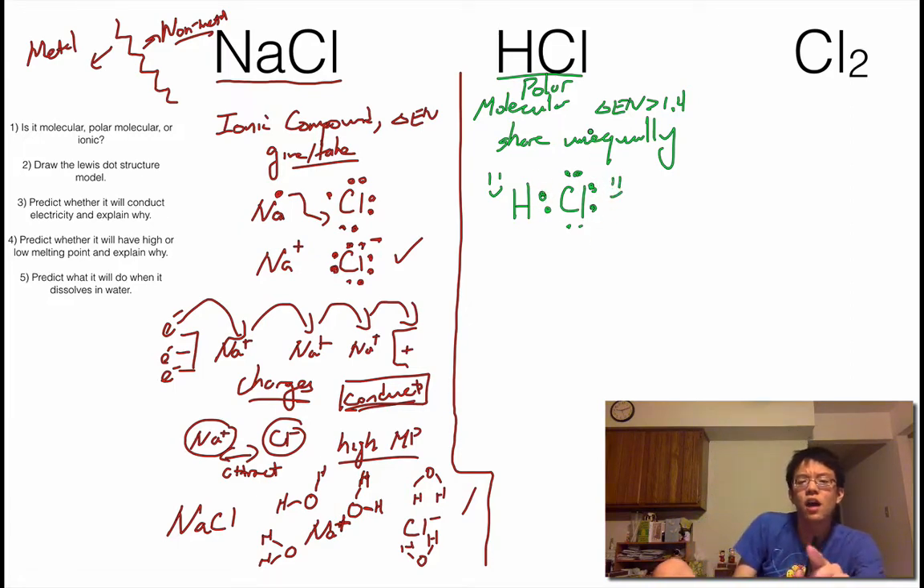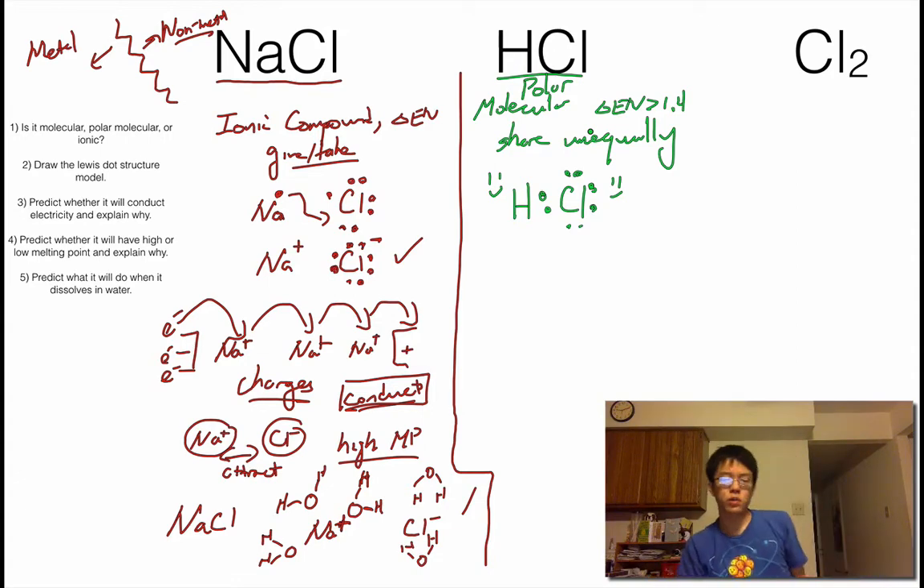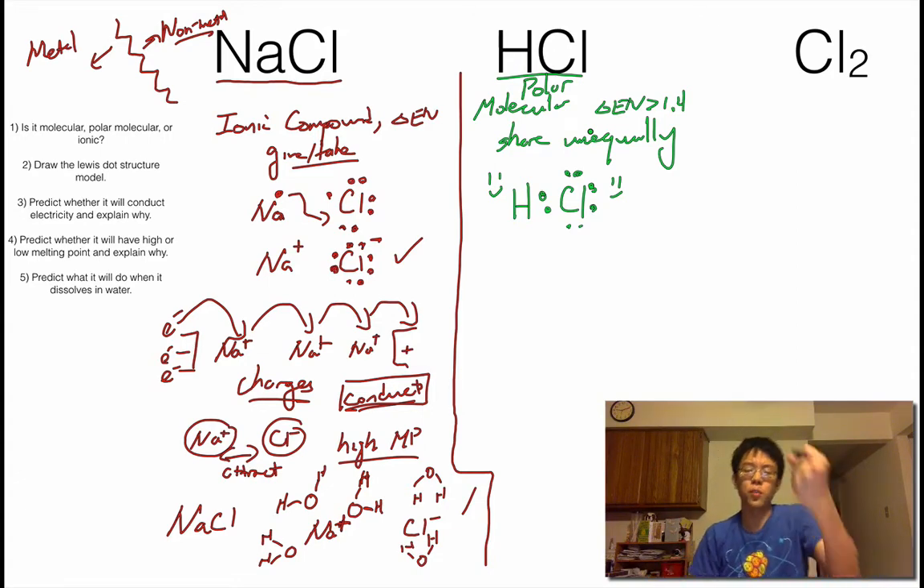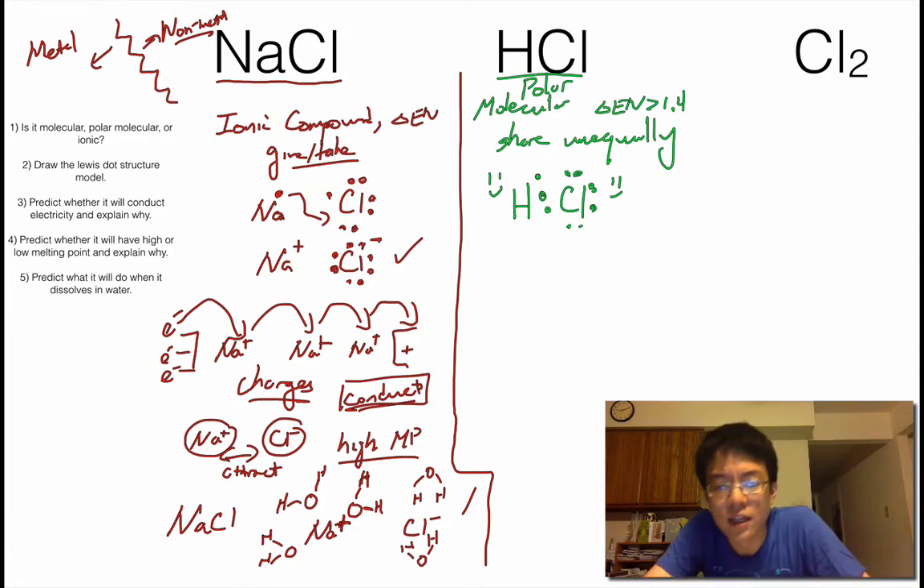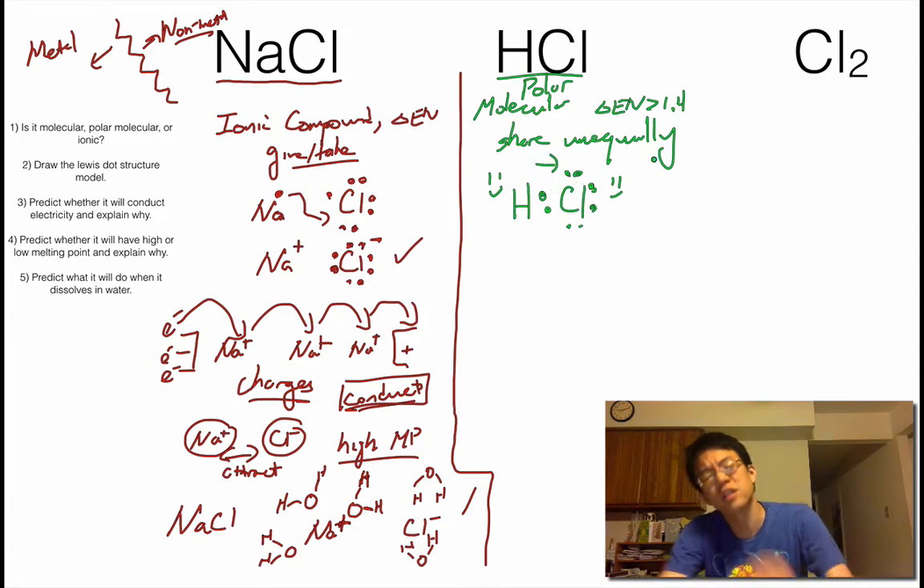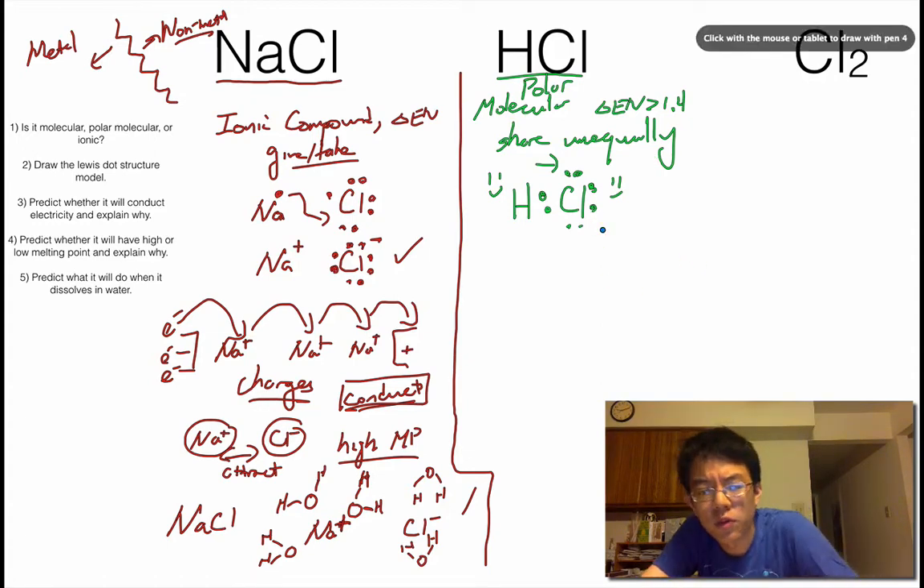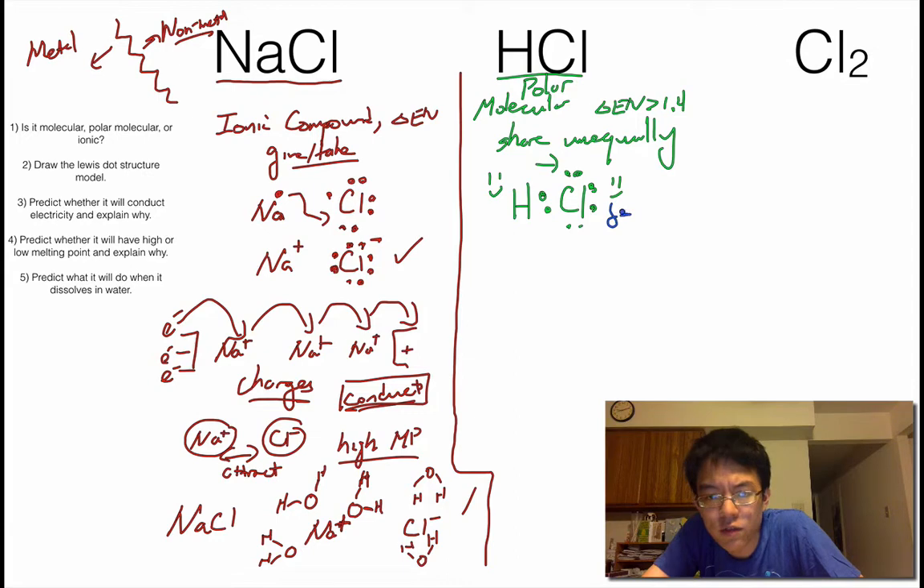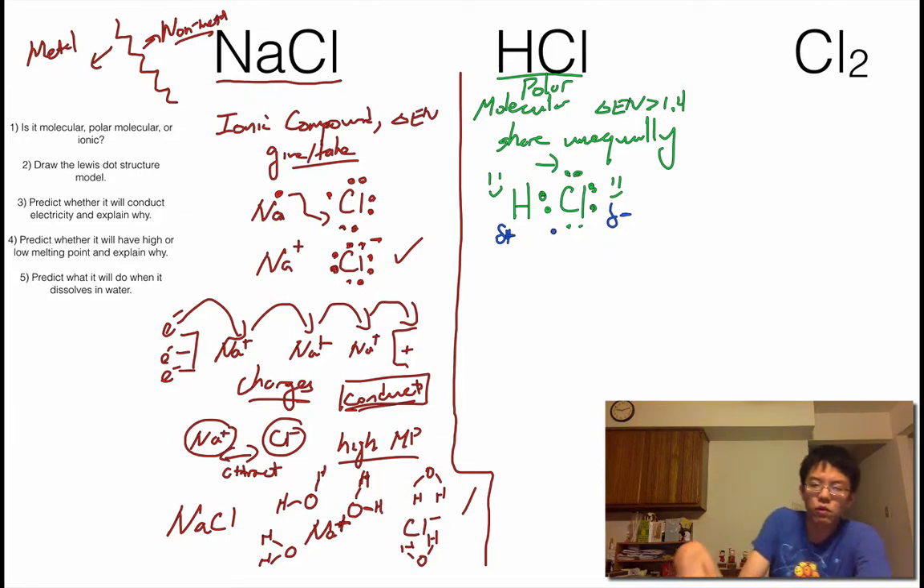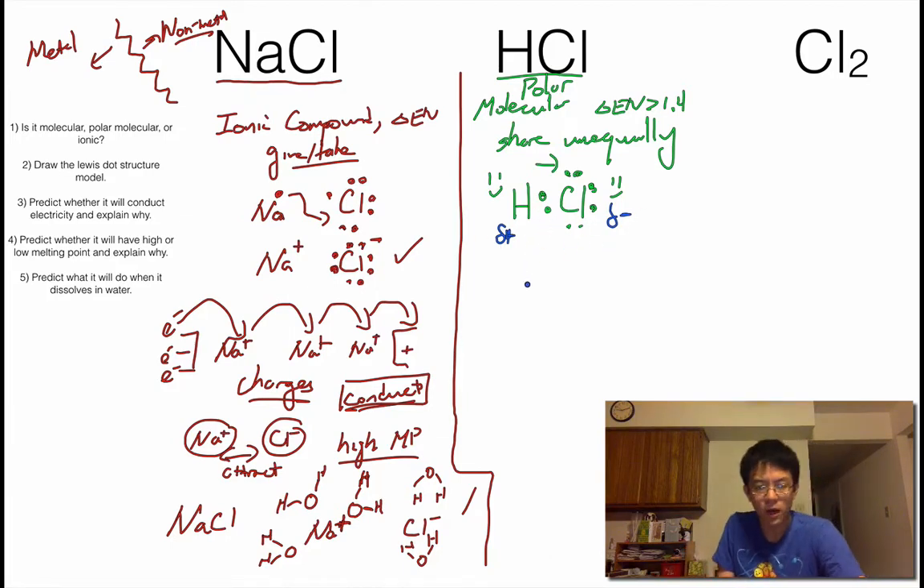But Cl is more electronegative, which means it's better at pulling electrons towards it. And so these electrons are kind of shifting towards the Cl, because it's better at pulling. And so what we do is we label this with a partial negative charge and this with a partial positive charge. Okay, so that's what will happen here. Partial negative, partial positive. Okay.